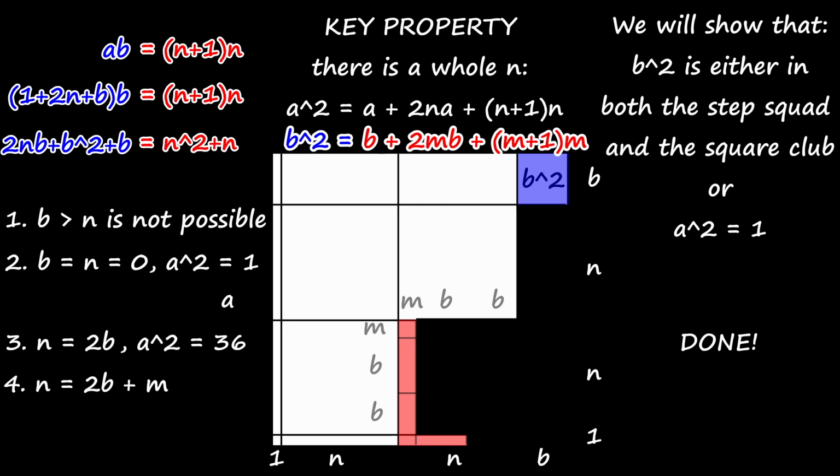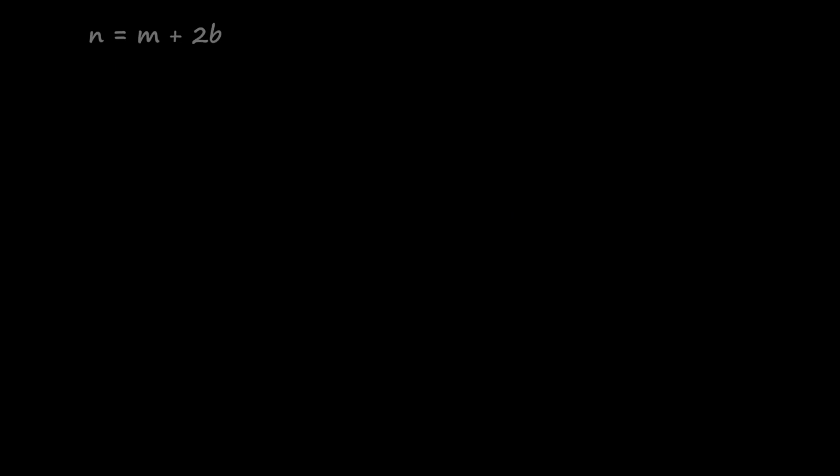This recursion must end, and naturally it can only end with the trivial case. This technique is also used a lot to show that something does not exist at all. That would have happened should there have been no trivial case. Going backwards, writing formulas for how from b and m we can obtain a and n, we will be able to generate all the members of both the step squad and the square club. Enjoy!